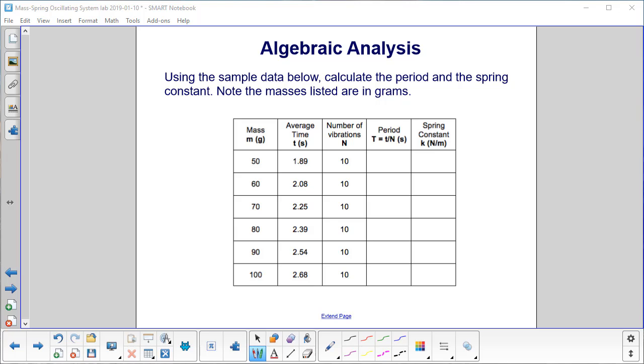Using the sample data below, calculate the period and the spring constant. Note that the masses are listed in grams, and you'll have to convert that to kilograms. So please pause this, give it a shot, and when you're ready, move to the next slide for the answer. And again, convert this to kilograms. So let's see, 60 grams would be what? 0.060 kilograms.